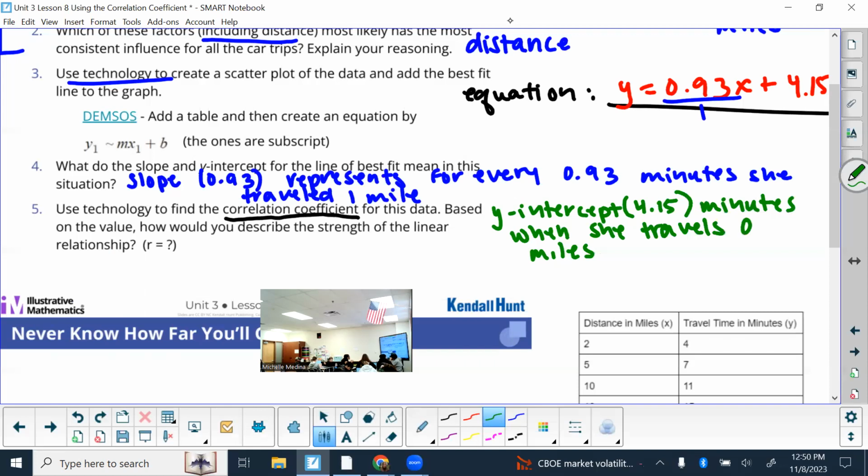So the y-intercept is always your starting amount. Or in other words, whenever x is 0, that's going to be your y-intercept, because at the y-axis, all the x's are 0.